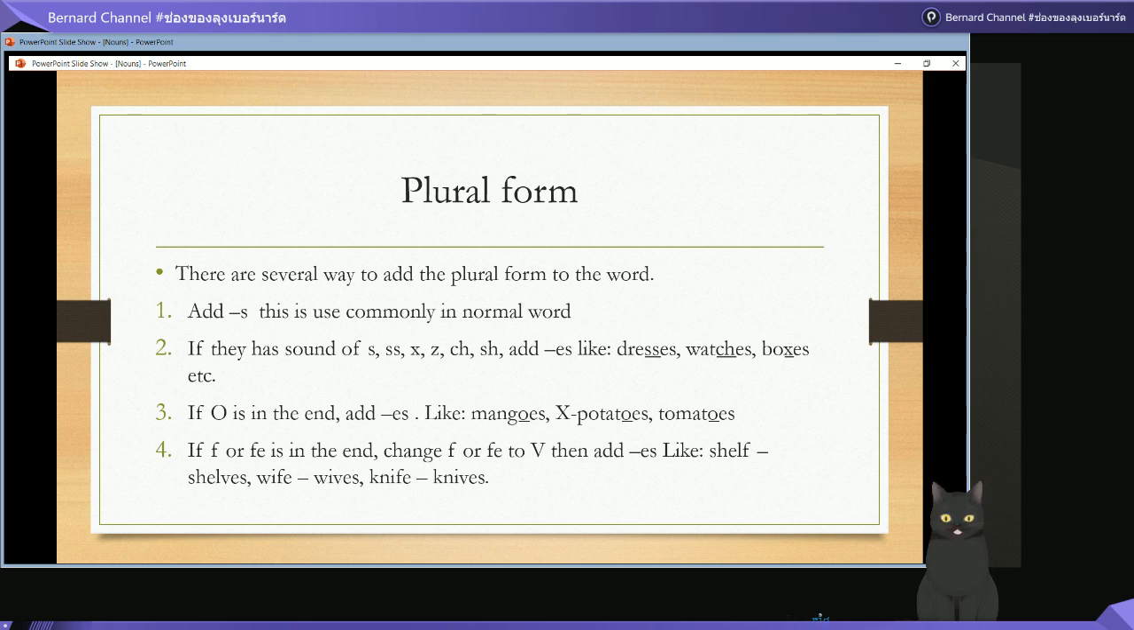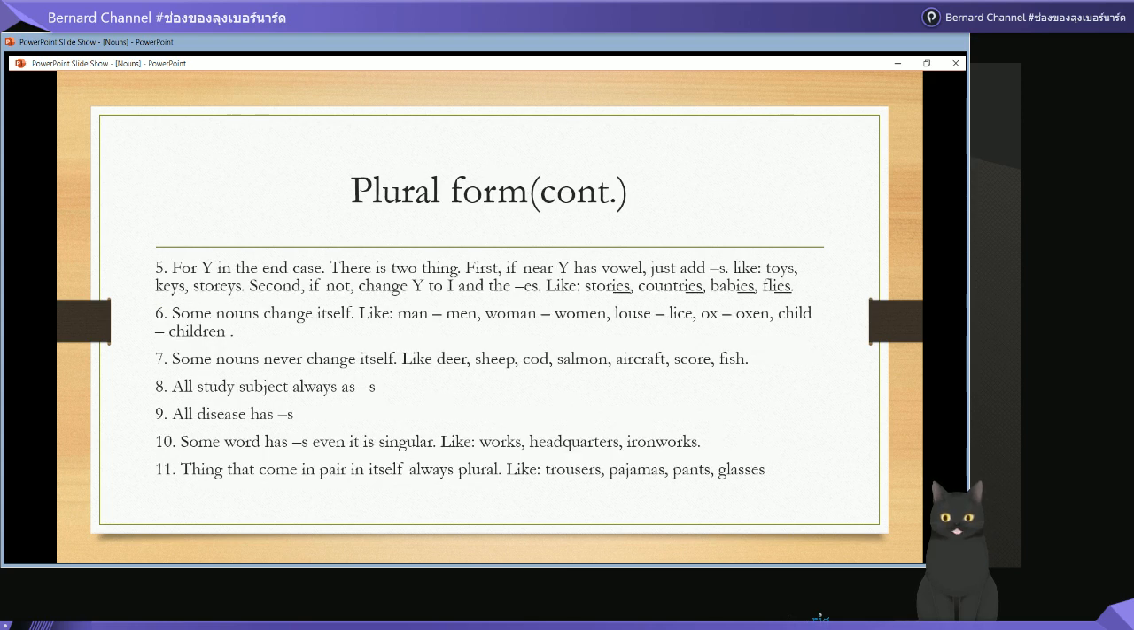wives, knives. You have to try adding the S sound after this. It might be hard at first, but the more you practice, the better you get, I believe. So just practice with this form of plural. It's quite hard to pronounce. Okay, next is quite a lot of one.